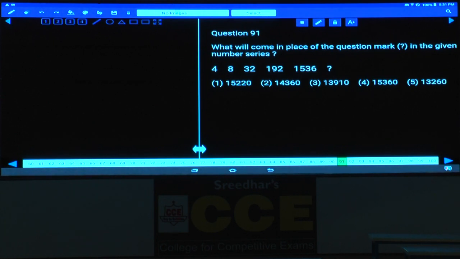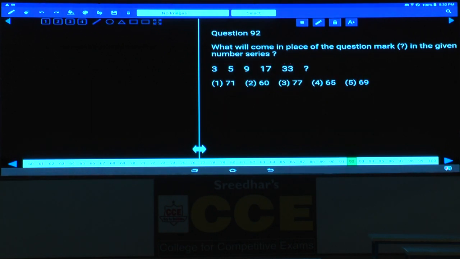First let us check out this multiplication. 4 into 2 is 8, 8 into 4 is 32, and 32 into 6 is 192, into 2, into 4, into 6. Obviously this will be into 8, the next one will be into 10. 1536 into 10, 15360. Each of these numbers is multiplied with 2, 4, 6, 8, 10. The given numbers are multiplied with even numbers starting with 2. Done with this 91? Then question number 92.